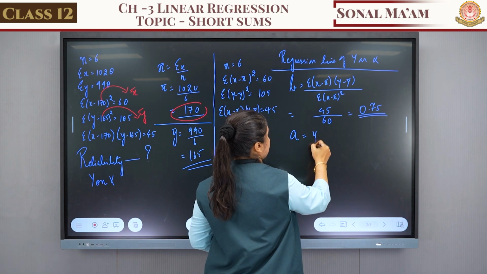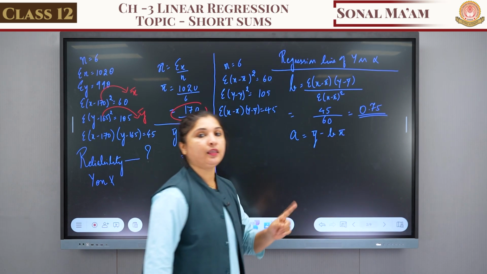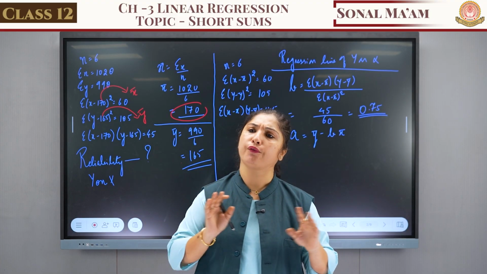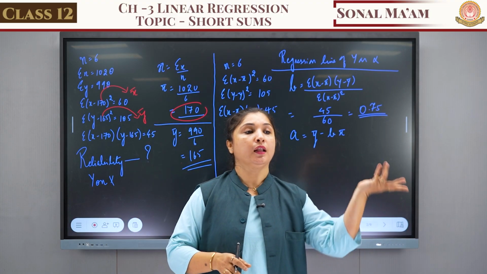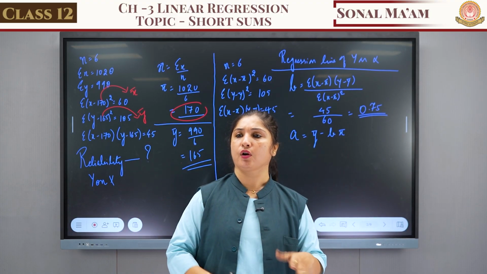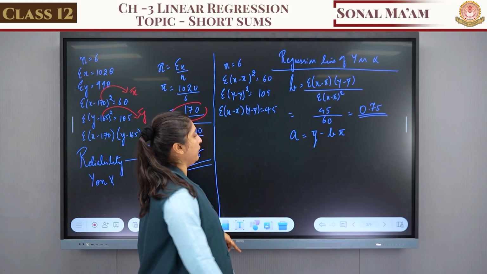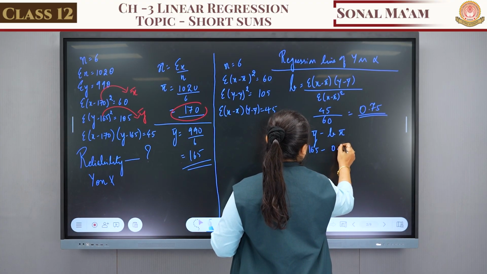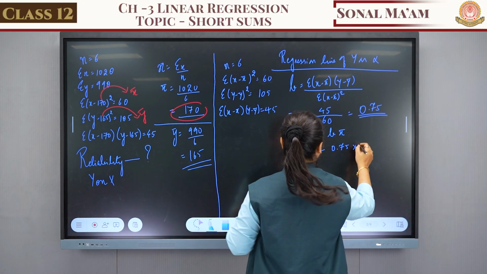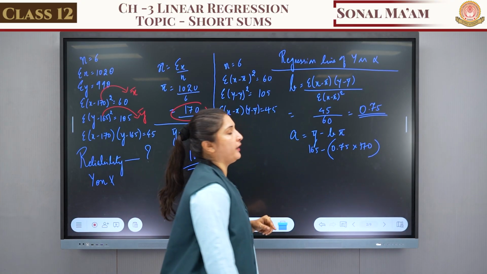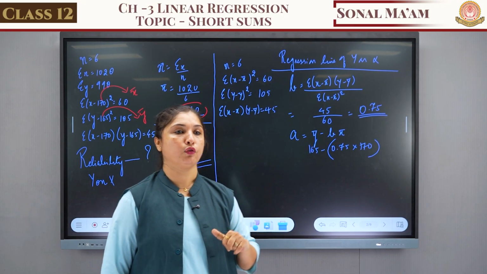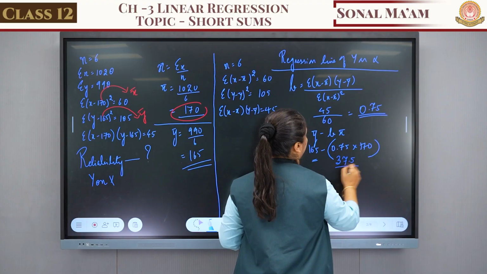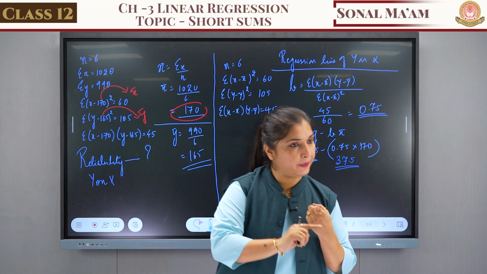Next step will be a. The formula for a is y bar minus b x bar, and the formula for a will not change in any case. It will remain the same for all the sums, whether it is a short sum or a lengthy sum, whether the observations are big or in decimals. Y bar we have already found out, it is 165, minus 0.75 times x bar, which we got as 170. So you multiply 170 with 0.75 and subtract it from 165, that comes to 37.5. This is a.